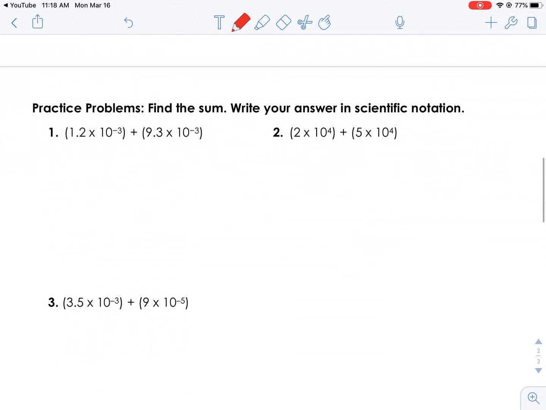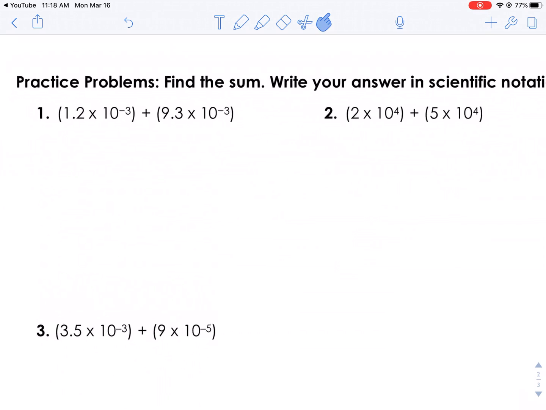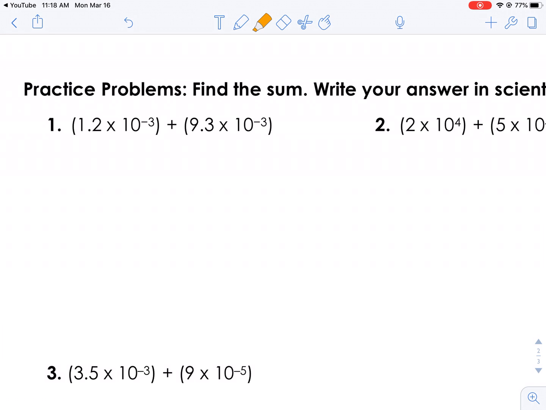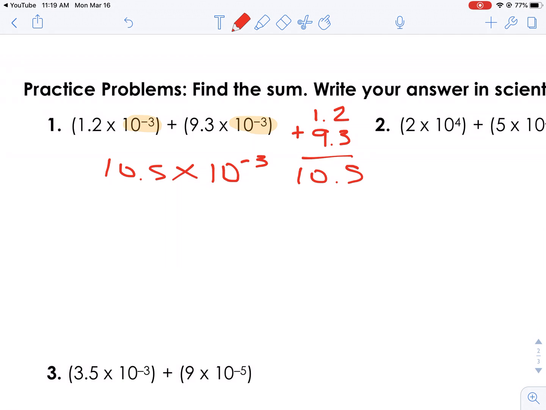All right, again, we're going to go over 4 problems together. So the first one is the nice setup where the powers of 10 are the same. We have 1.2 times 10 to the negative third, and then 9.3 times 10 to the negative third. So they're both 10 to the negative third, so our answer will be 10 to the negative third. We need to just take 1.2 and add 9.3. That gives us 10.5. So we would get 10.5 times 10 to the negative third.